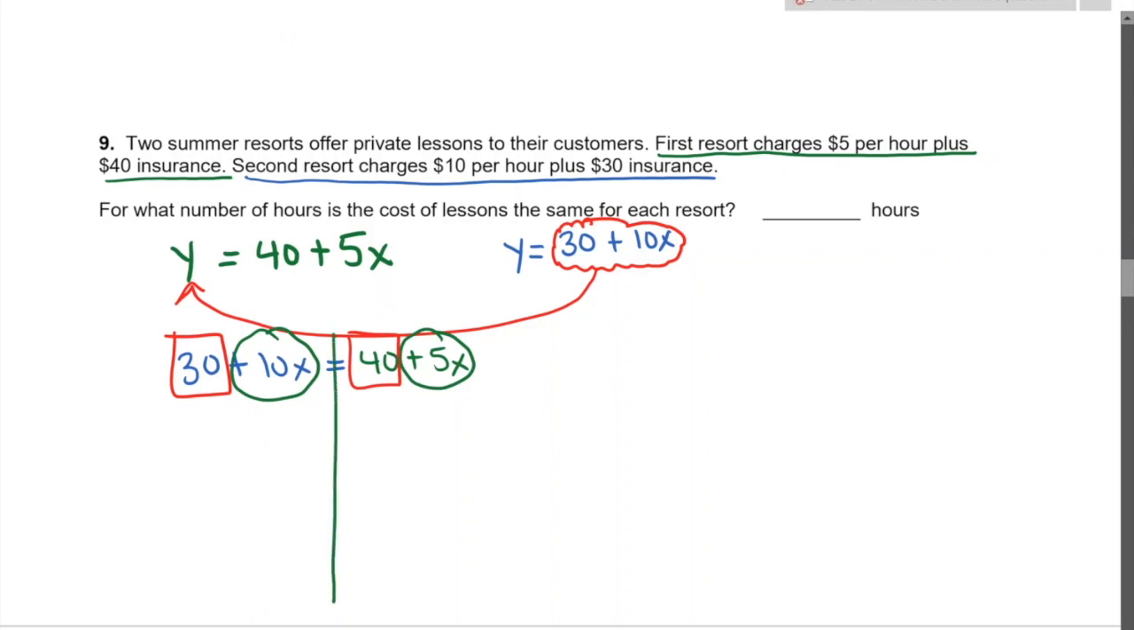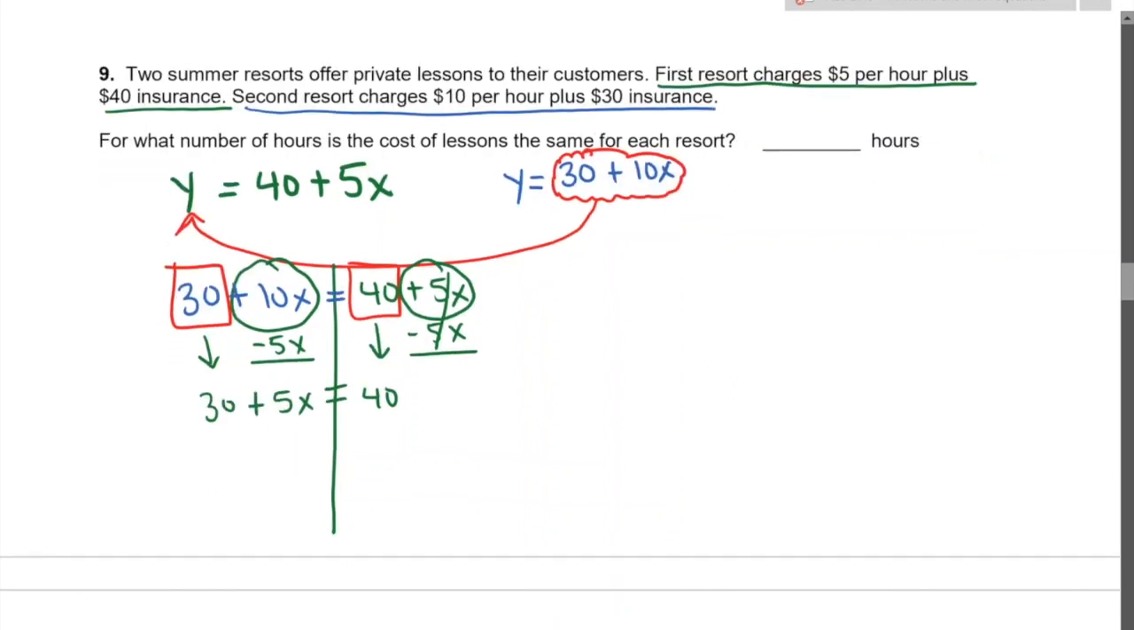Remember, draw a line, subtract 5x, subtract 5x. I can cross out these 5x's and drop down 10 minus 5. 10 minus 5 is 5x. It's a positive. Drop down my 30. Drop down my 40. Drop down the equal sign.